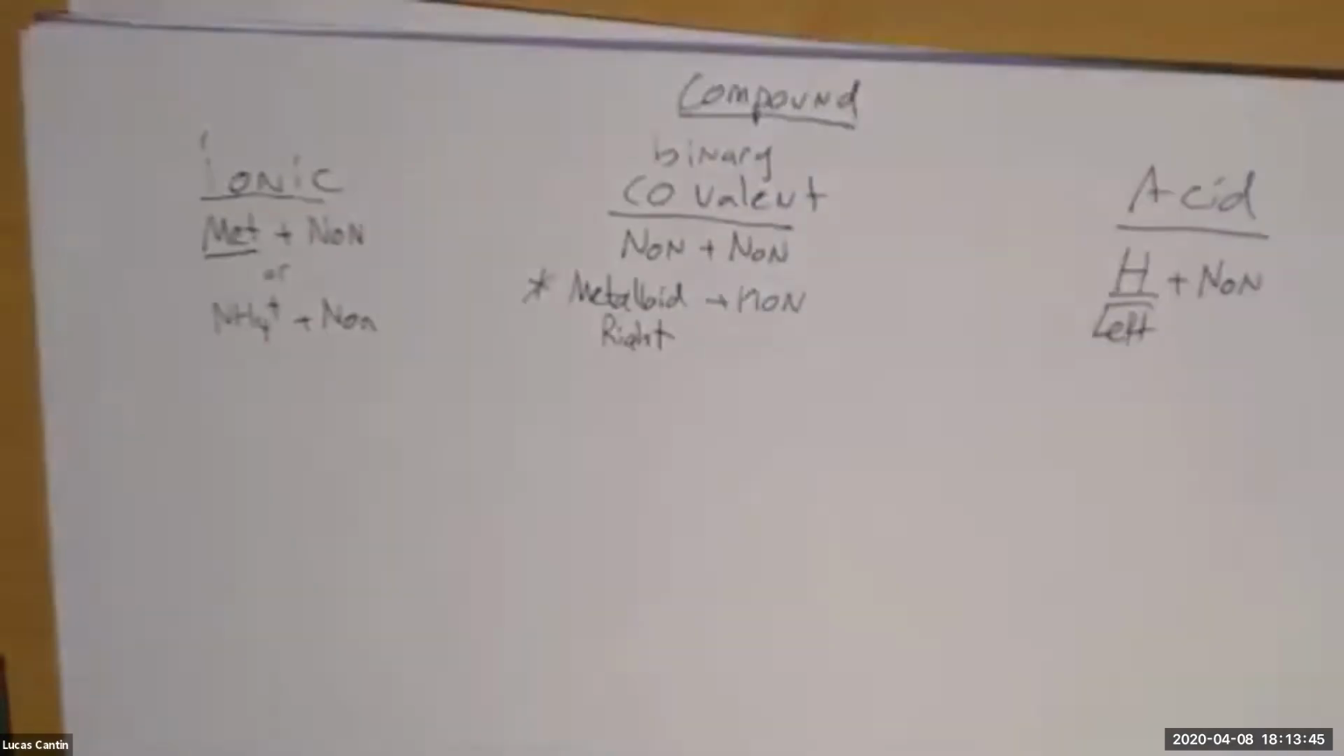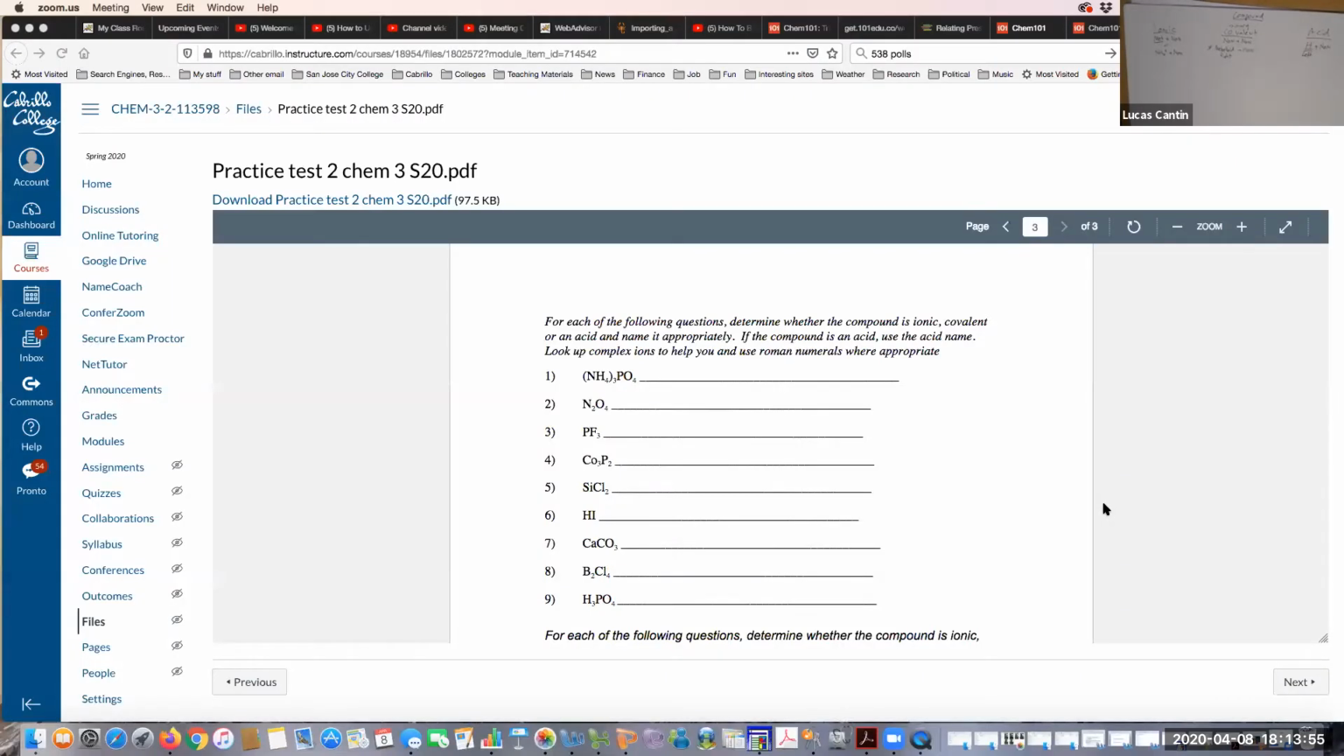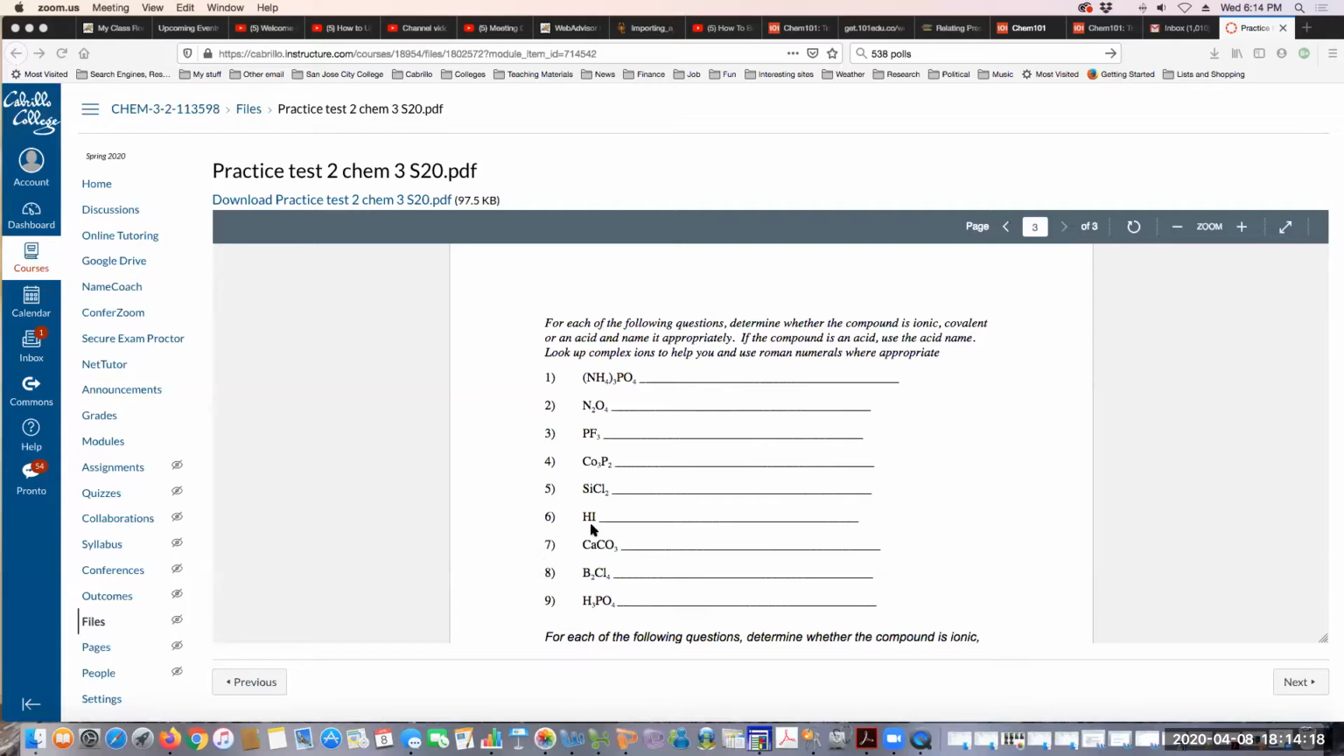Okay, so let us go back to the sheet then. This is getting easier to flip back and forth. So where were we? We said silicon chloride was covalent. I'm going to treat it as a binary covalent because silicon is a metalloid on the right side of that division. What about 6? What was 5? 5 was covalent. What was 6?